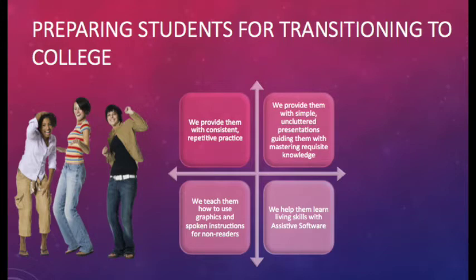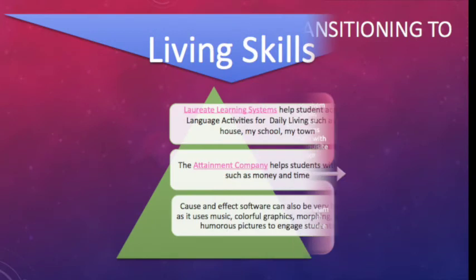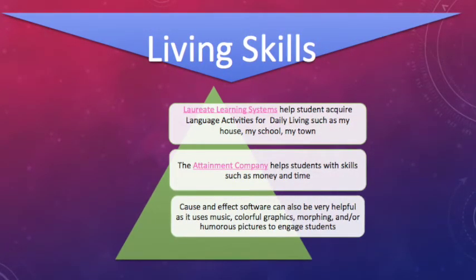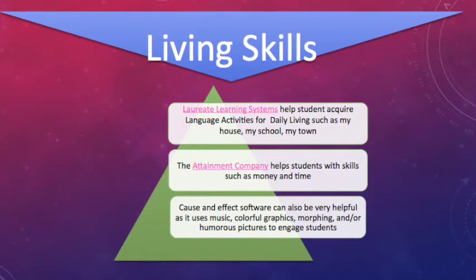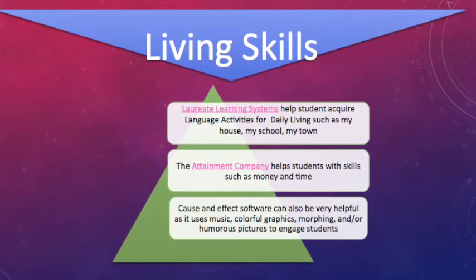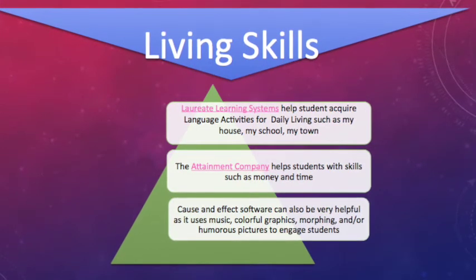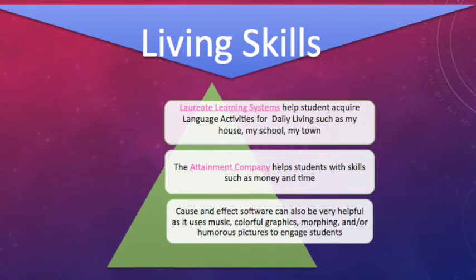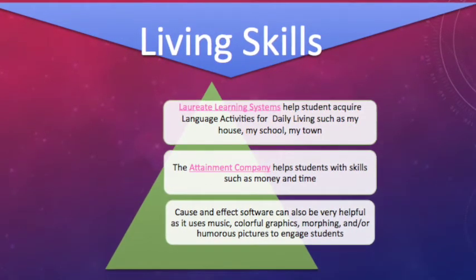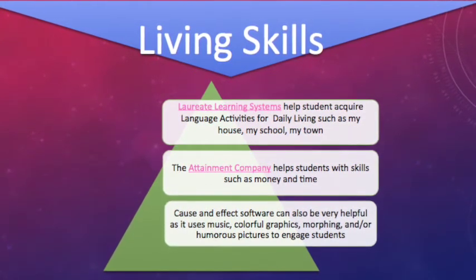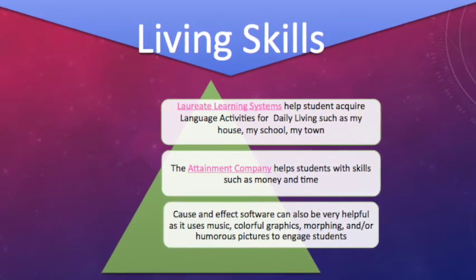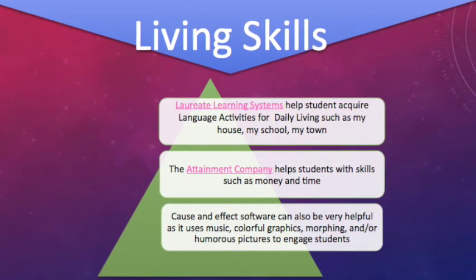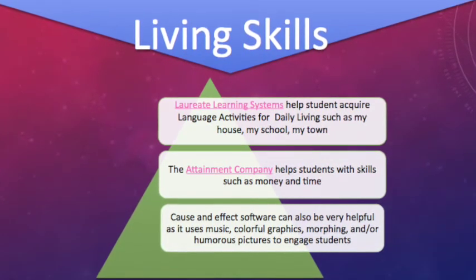So to this end, software can also help with living skills. For example, Laureate Learning Systems help students acquire language activities for daily living, such as my house, my school, my town. The Attainment Company helps students with skills such as money, time scales, and so on. There is also cause and effect software, which can be very helpful as it uses music and colorful graphics and humorous pictures to engage students.